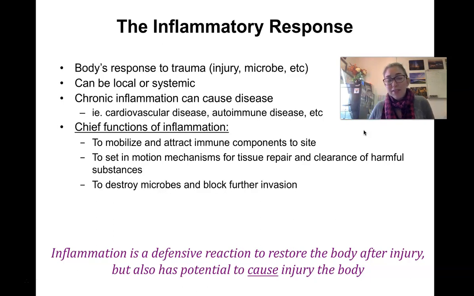So the purpose of inflammation in the immune system is to attract white blood cells to the scene to come and help fight the pathogen, and to help set in motion mechanisms for tissue repair from the injury of all the inflammation, and of course to destroy the microbes themselves and prevent them from further invasion.